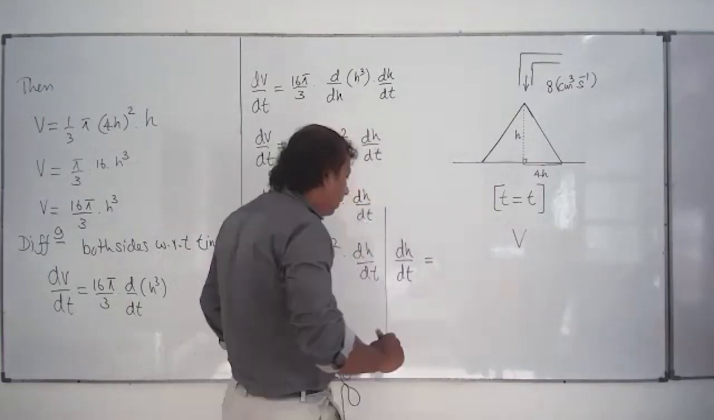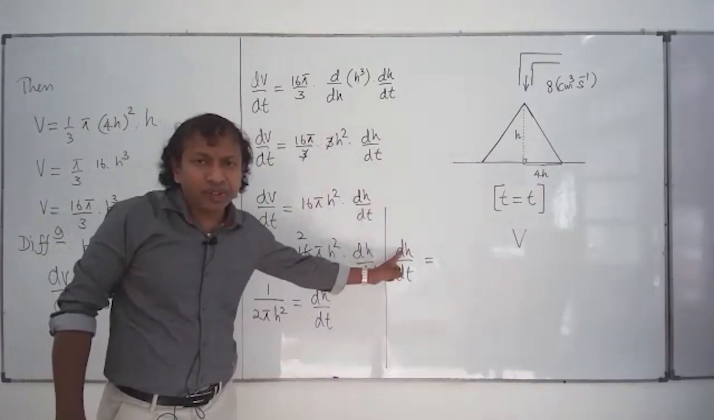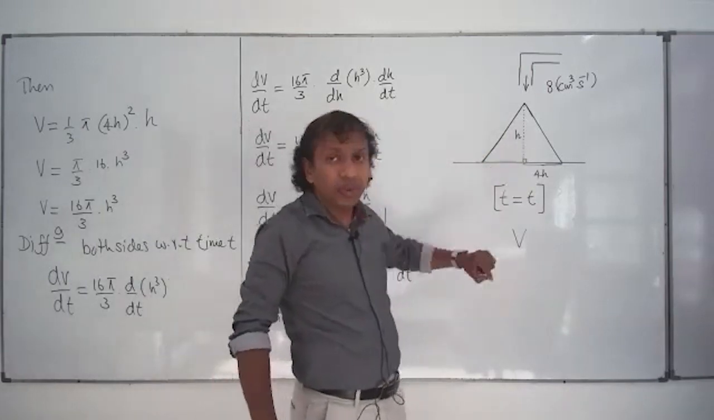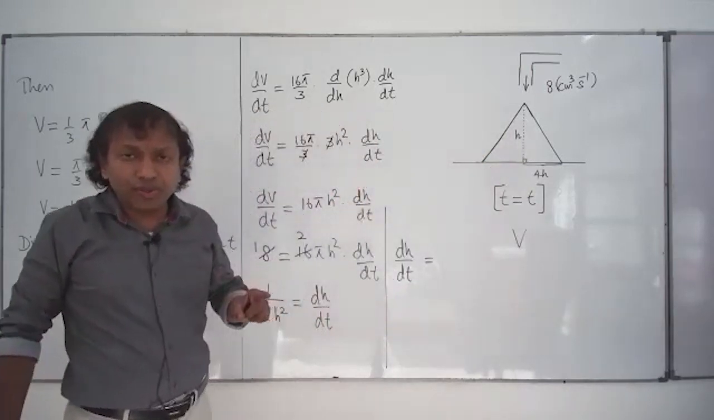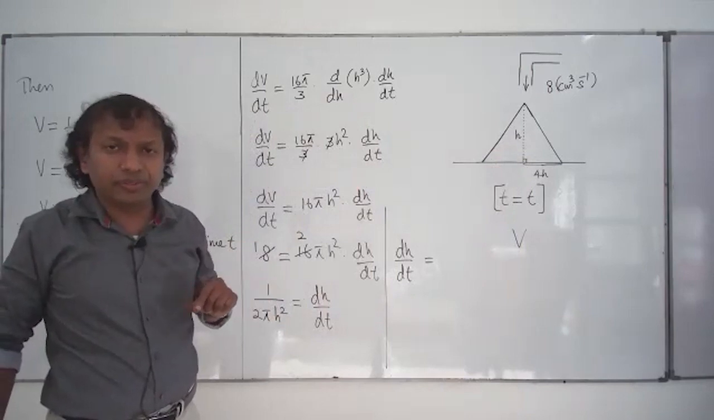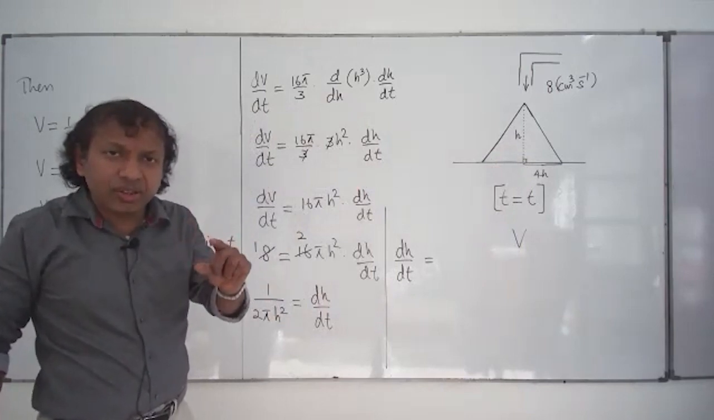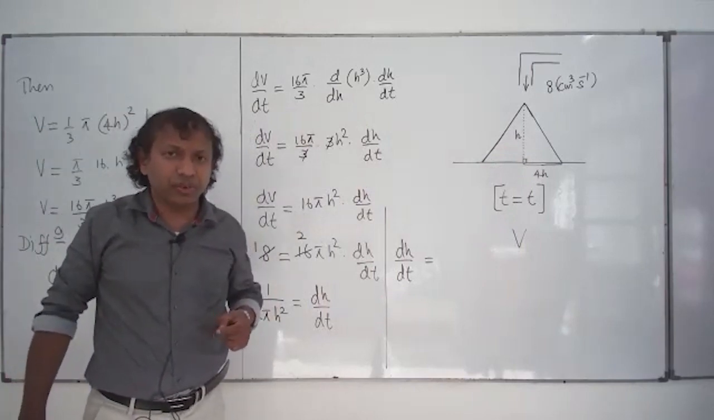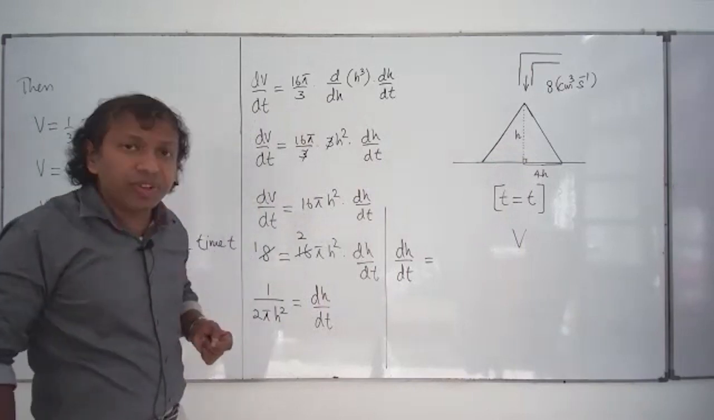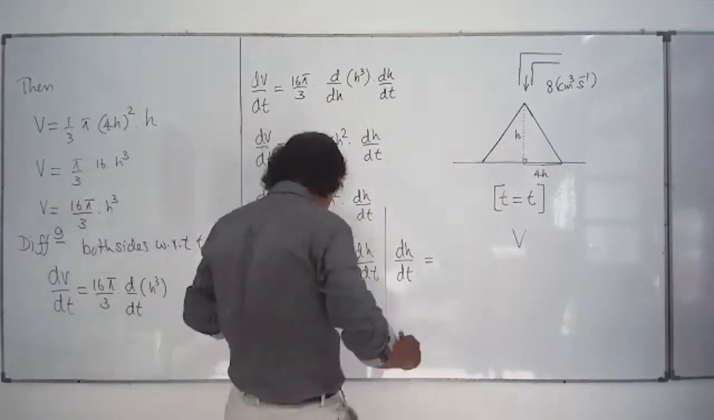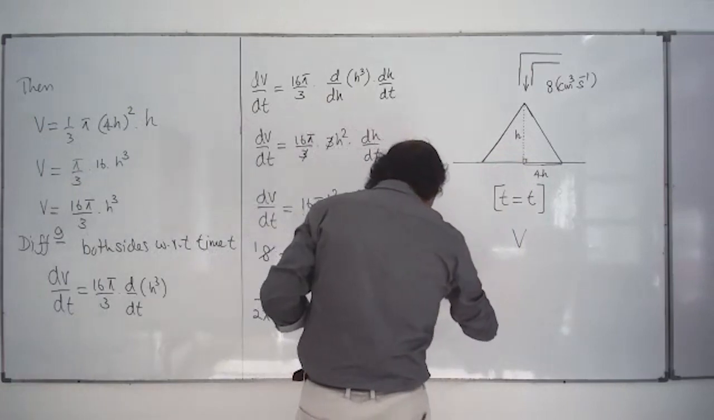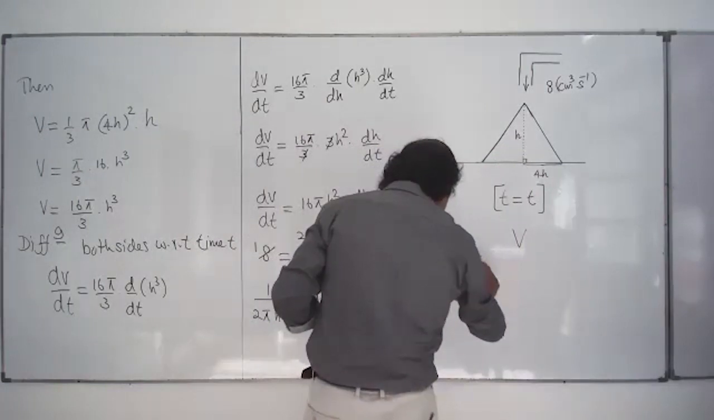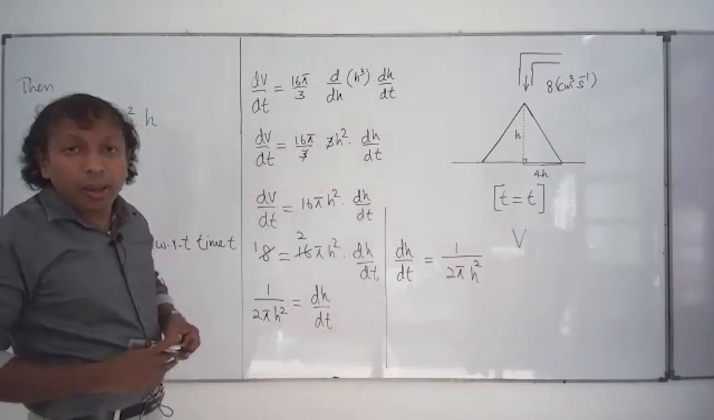People, what is this dh by dt? It is the rate of change of height of the sand cone. Why? H means height, no? That means in 1 second, the increment of the height of the sand cone. That is dh by dt, and that only we need to find, right? Then it is 1 upon 2 pi h squared.